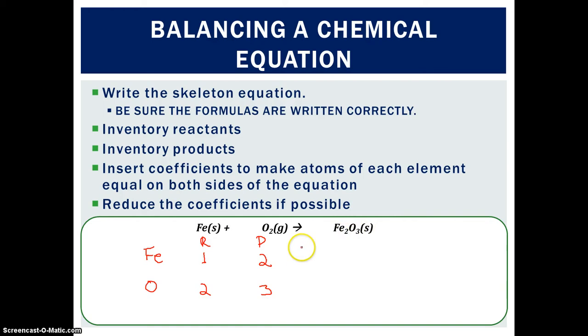So what I need to do actually is look for the lowest common multiple of these, which would be 6. So I want to try to get 6 oxygens on each side. I would accomplish that by, if I put a 3 here, that would be 6 oxygens. Each oxygen molecule has 2, and there are 3. 3 times 2 is 6. Now over here, I would want to do the same thing. I have 3 oxygens. 2 times 3 is 6.